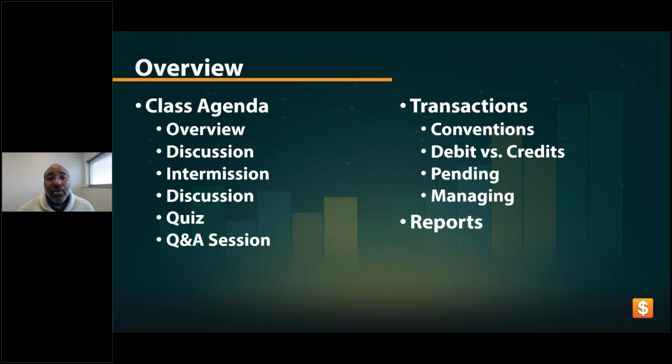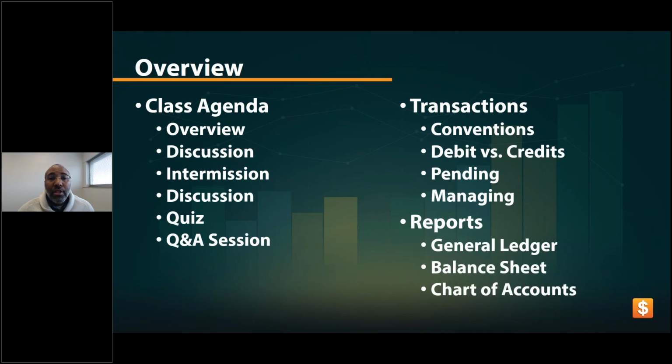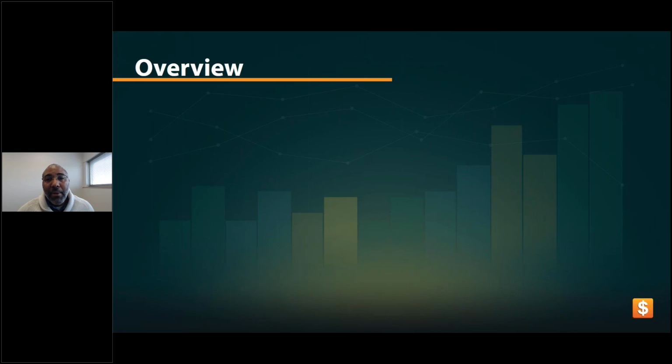And then we'll transition into reports. With reports, there are several different reports inside the system. So it's the general ledger report, the balance sheet report, the chart of accounts report, and the statement of income and expense.